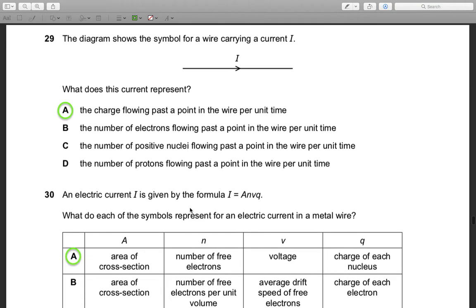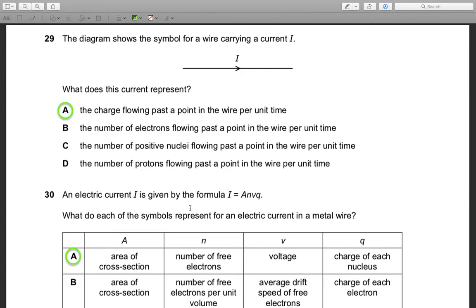Number 29. The diagram shows the symbol of a wire carrying the current I. What does the current represent? Current is the flow of charge over time, or we can say this is the charge flowing past a point in the wire per unit time. The correct answer is A.